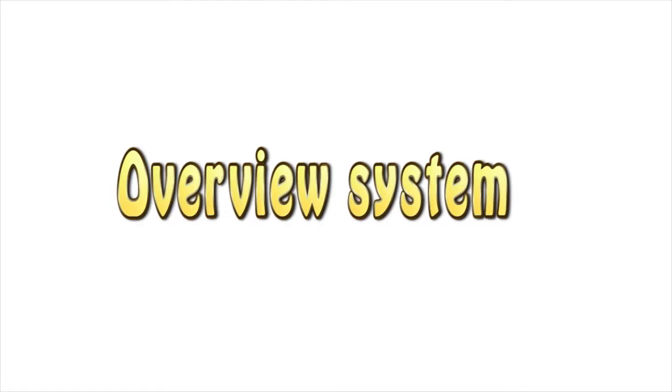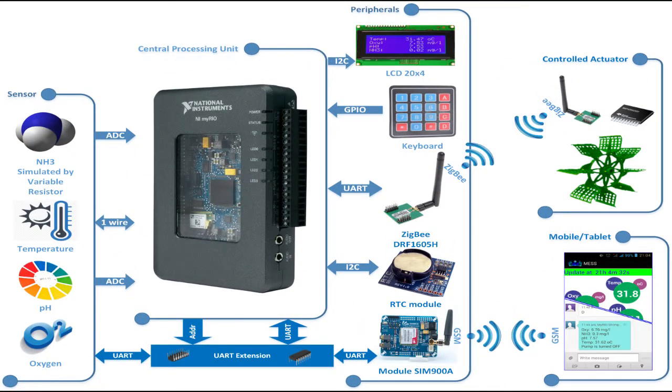Hello everybody, I would like to introduce an overview of the system. The diagram consists of main blocks: block of center sensing, block of UART extension, block of sensors, block of peripherals, block of mobile or tablet, and block of control filters. Function of each block.